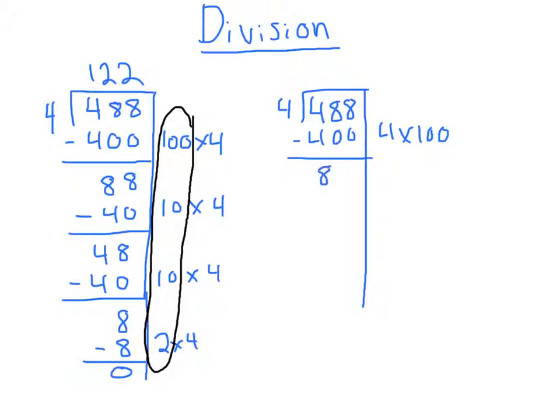I'm left with 88. Now maybe your student knows that if 4 times 10 is 40, then 4 times 20 would be 80.